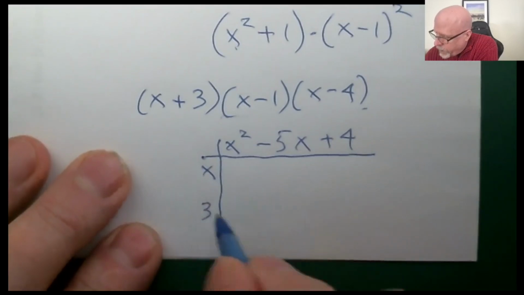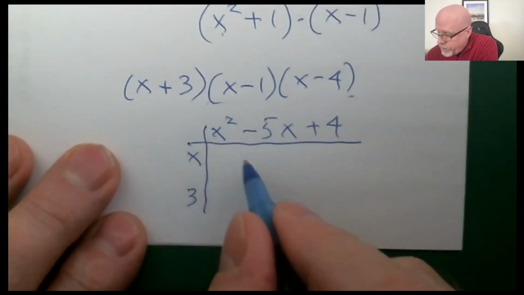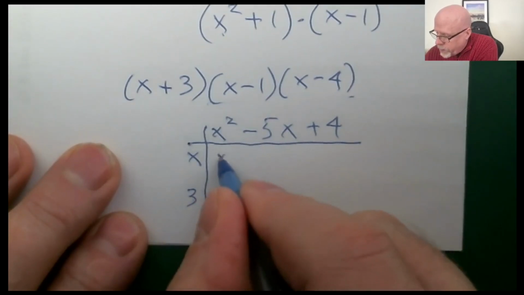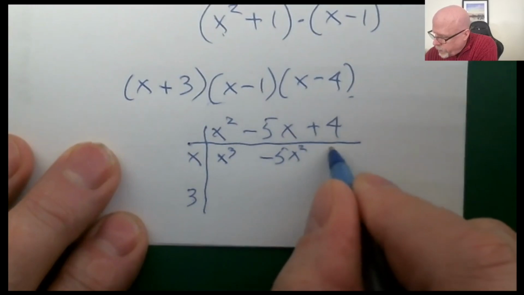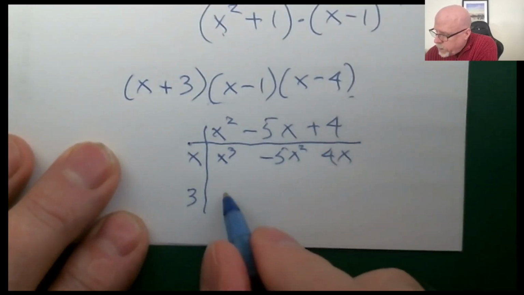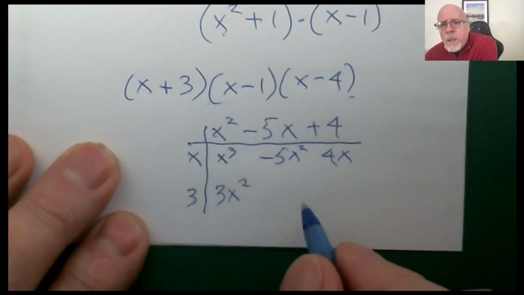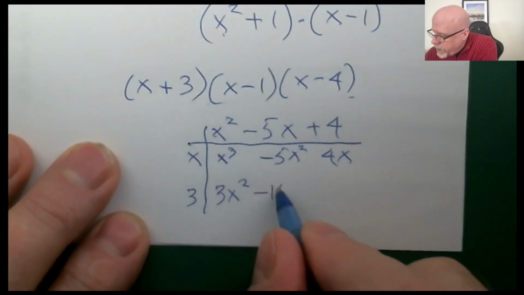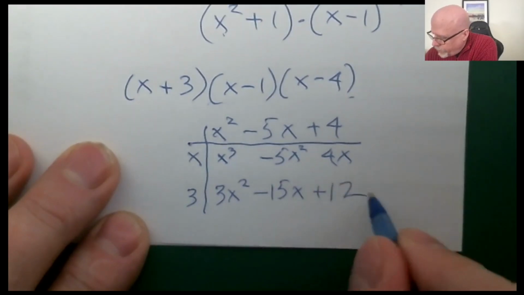I did that so we could set up a table method for the other bit. X and 3 are the row headings. And then I'll fill out the table quickly. There's an x cubed, a minus 5x squared, and a 4x there. 3x squared goes here, minus 15x, and plus 12.